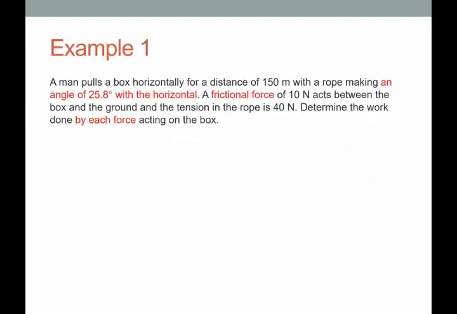Let's look at example 1. A man pulls a box horizontally for a distance of 150 meters with a rope making an angle of 25.8 degrees with the horizontal. There is a frictional force of 10 newtons acting between the box and the ground, and the tension in the rope is 40 newtons. Determine the work done by each force acting on the box.